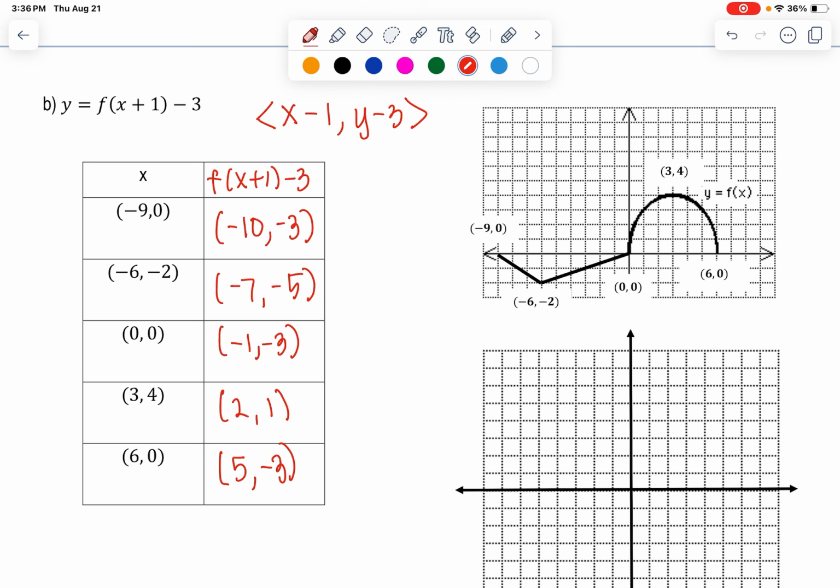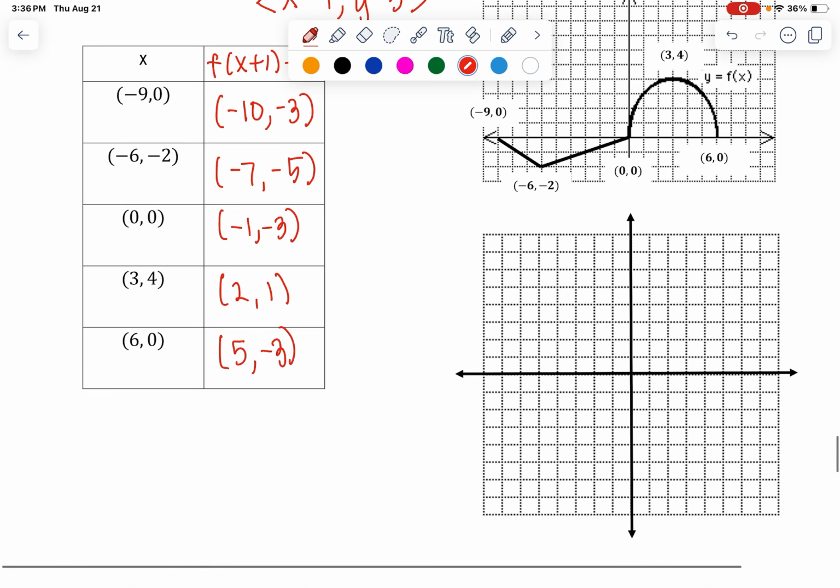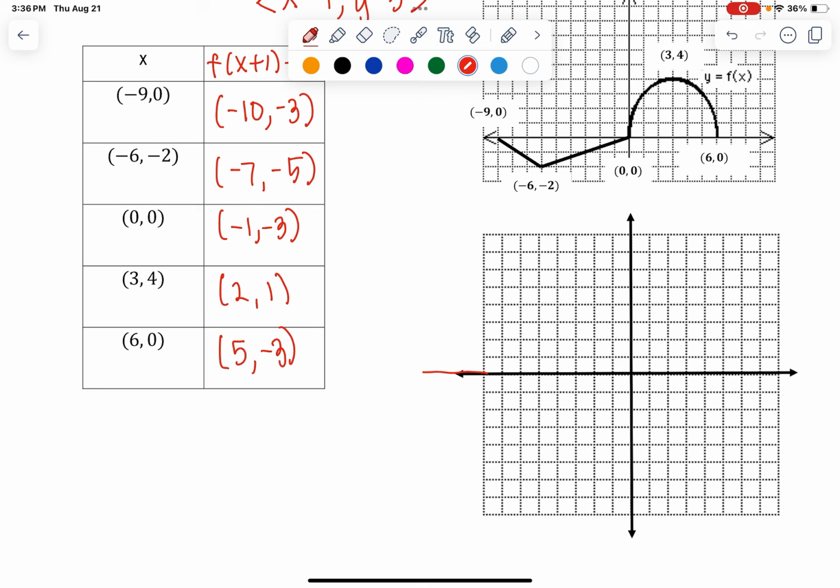All right, now I'm going to graph these points, and it should be moved left 1, down 3. Otherwise, I did it wrong. All right, negative 10, once again, great. So I'm going to extend this. Here's negative 9, here's negative 10. Negative 10, negative 3, right there. Negative 7, negative 5. All right, negative 1, negative 3. Okay, so far I have that.